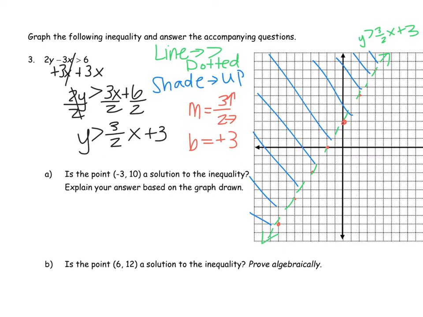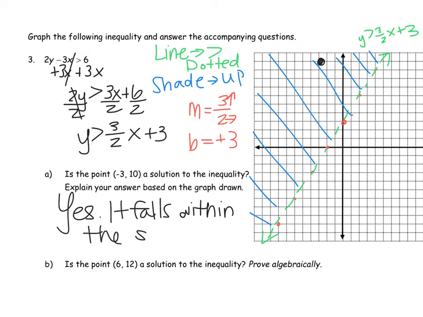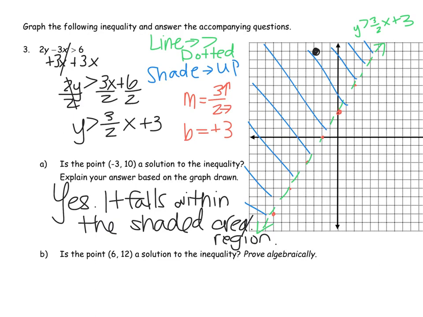So it says, is the point negative 3 comma 10? Let's do that in a different color. Let's do that in, I don't know, black. Okay, negative 3, comma 1, 2, 3, 4, 5, 6, 7, 8, 9, 10. Is that part of the solution? Yes. It falls within the shaded area or region. Potato, potato.